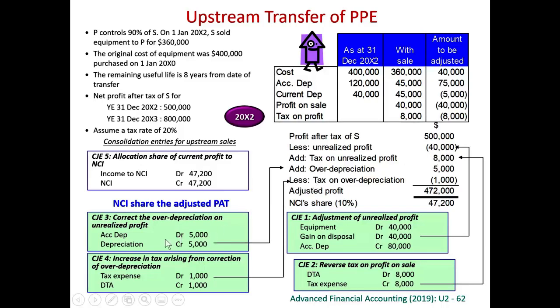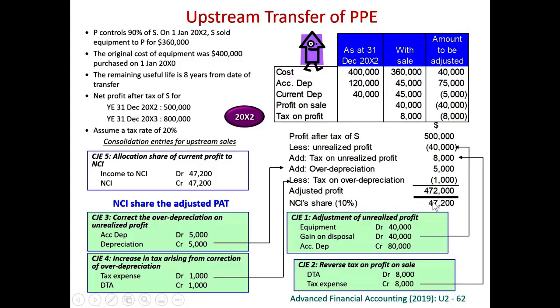Not only the gain on disposal, but also there has been adjustment for the over depreciation. So we credit depreciation here, therefore profit should go up. When we credit this depreciation, there has been a related tax expense debit because of the deferred tax implication. So on a net basis, profit should go up by 4,000 because of these adjustments to over depreciation. So overall, after the adjustments, the adjusted profit should be 472,000.